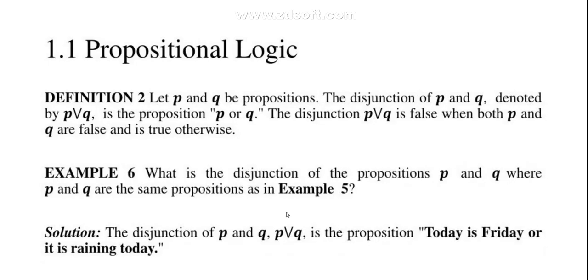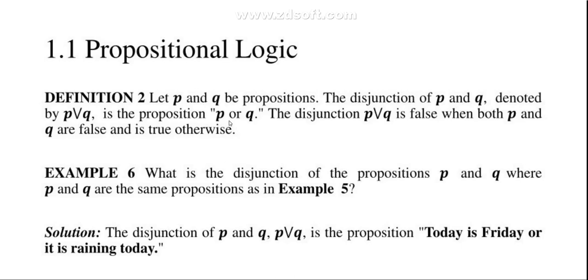Now the second definition. We studied conjunction, and now we are studying disjunction. Disjunction is the opposite of conjunction. Again, let P and Q be propositions. The disjunction of P and Q is denoted by the opposite sign of conjunction. In a conjunction we said P and Q, which is like the AND gate. Now P or Q is like the OR gate. The disjunction P disjunction Q is false when both P and Q are false, otherwise it will be true.